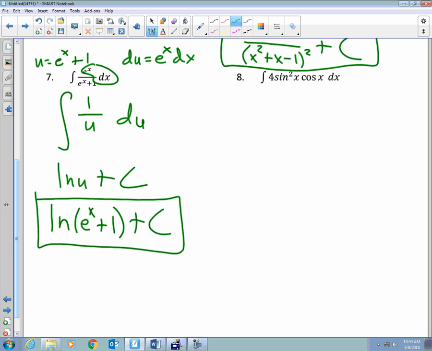The derivative of e to the x is e to the x. The derivative of the constant 1 is 0.